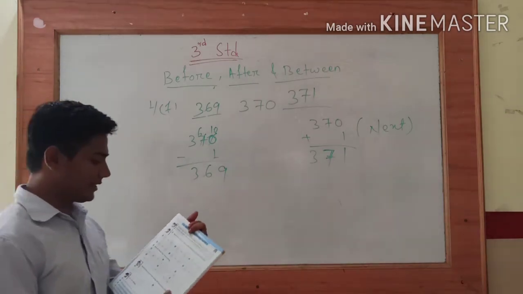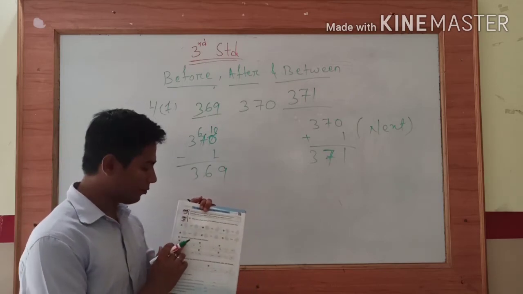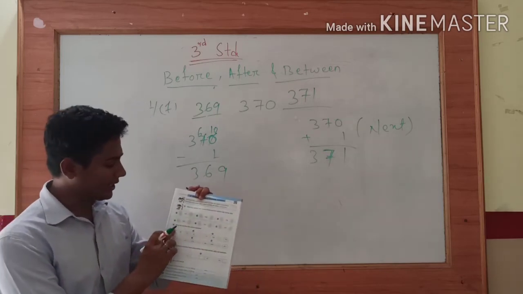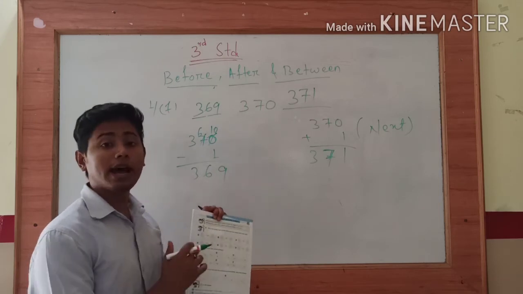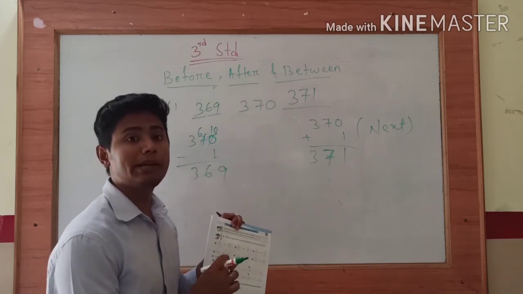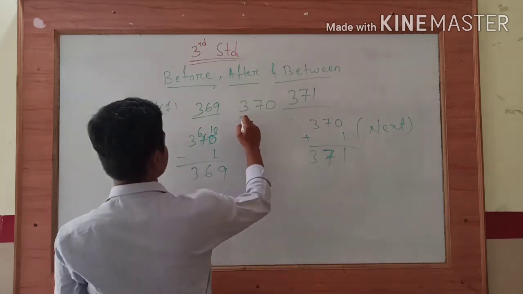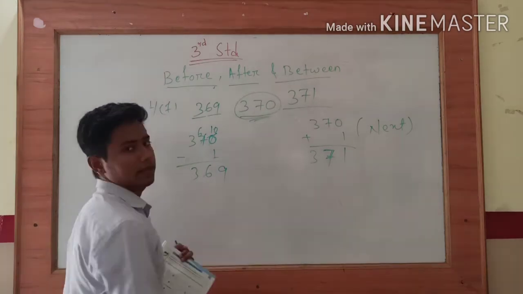So next question is question number 2. Go to question number 2 and read the question properly. What is written here? Write the number that comes between. Between means here 370 is between.